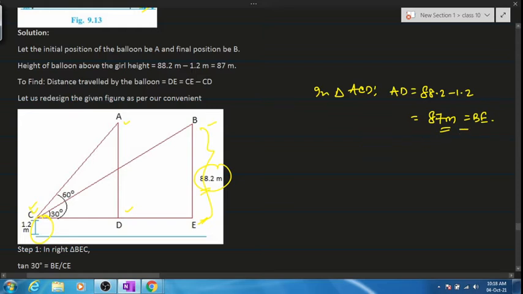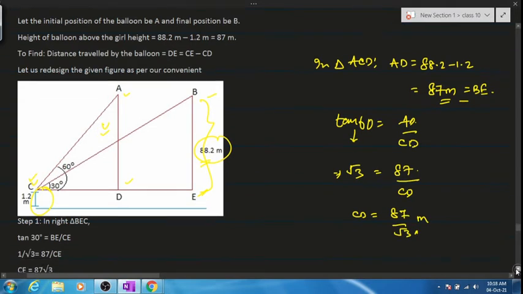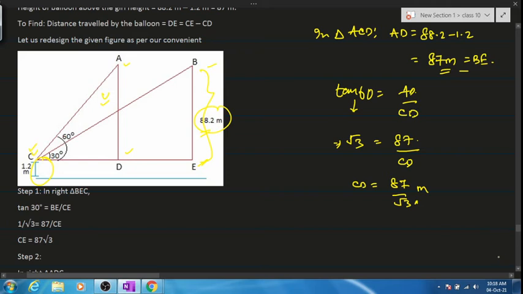Now can we use tan theta out here in this triangle? Tan 60, will it be AD by CD? Yes or no? Confirm. Which implies tan 60 is root 3, AD has come out to be 87. Your CD will be coming out as how much? 87 divided by root 3 meters. Is it clear? Confirm.